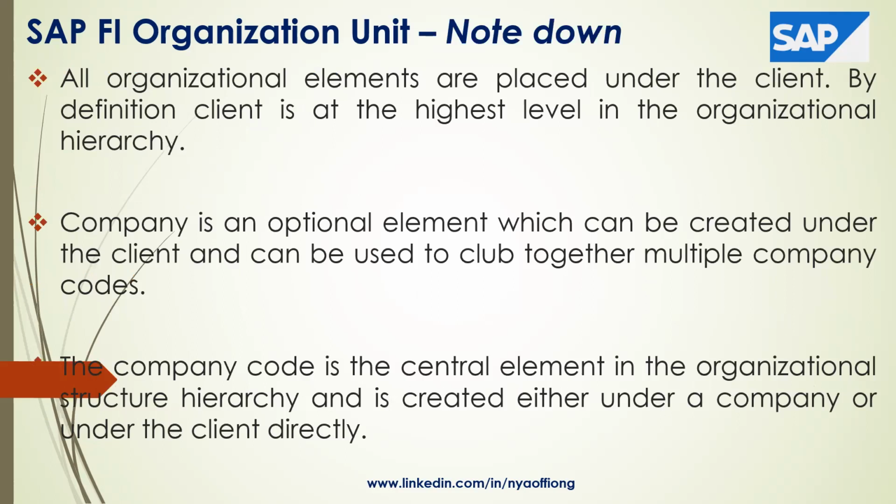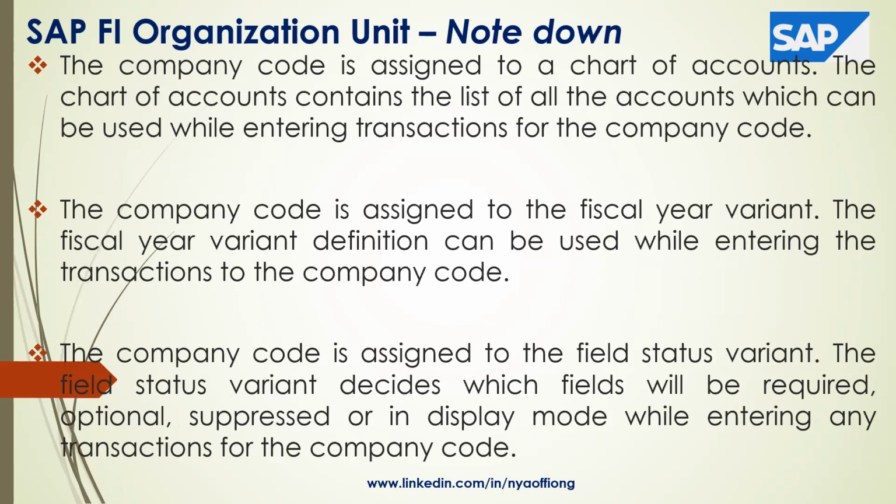SAP FI. So take note of this. All organizational elements are placed under the client. By definition, the client is the highest level in the organizational hierarchy. Company is an optional element which can be created under the client and can be used to club together multiple company codes. The company code is the central element in the organizational structure and is created either under a company or under a client hierarchy.